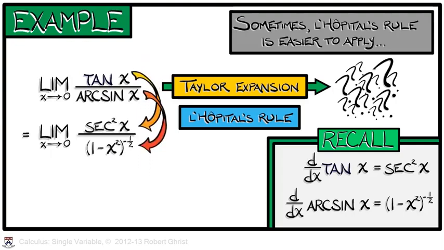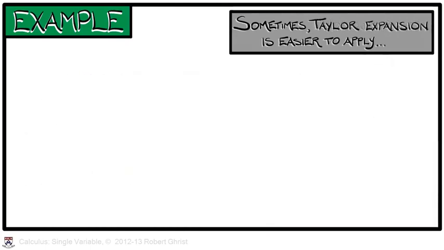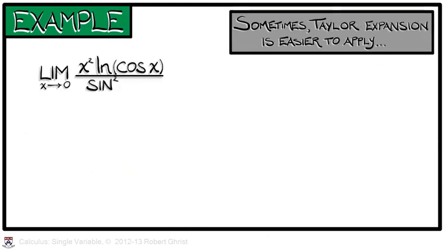Using L'Hopital's rule, we get the limit as x goes to 0 of secant squared x over 1 minus x squared to the negative 1/2. Evaluating at 0 and remembering that secant of 0 is 1 gives us our answer of 1. That was simple. Let's look at another example, one for which L'Hopital's rule might not be the way to go.